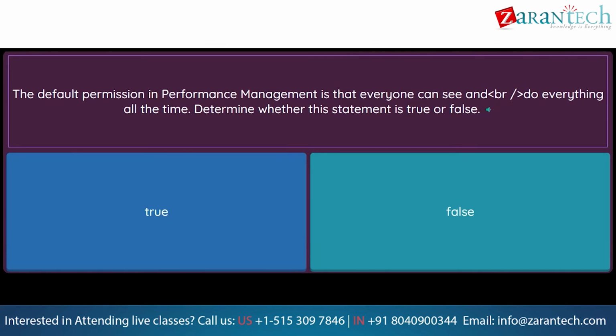Question: the default permission in performance management is that everyone can see and do everything all the time. Determine whether the statement is true or false. Option 1 true. Option 2 false.